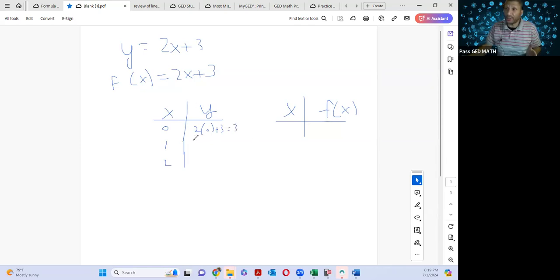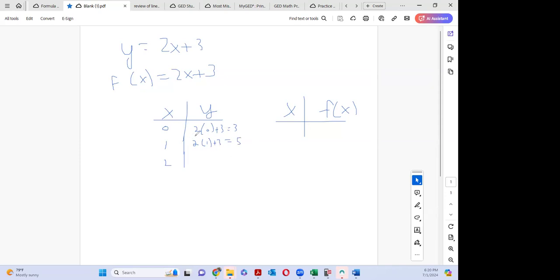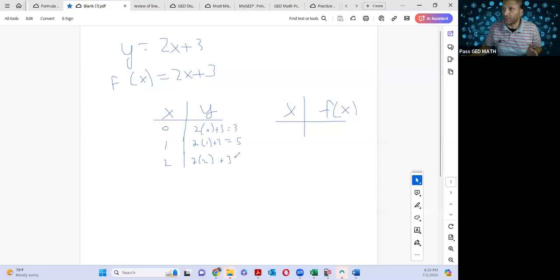If X is 1, I'm going to get 2 times 1 plus 3, equal to 5. If X is 2, I'm going to get 2 times 2 plus 3, which is equal to 7. So now you have 3 points: (0, 3), (1, 5), (2, 7). So now you would just put them on a graph. That's it.